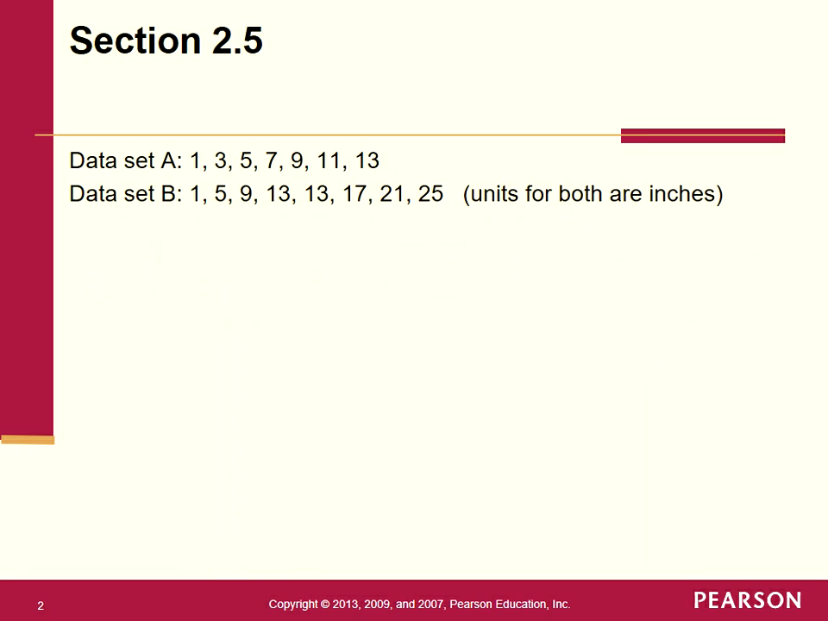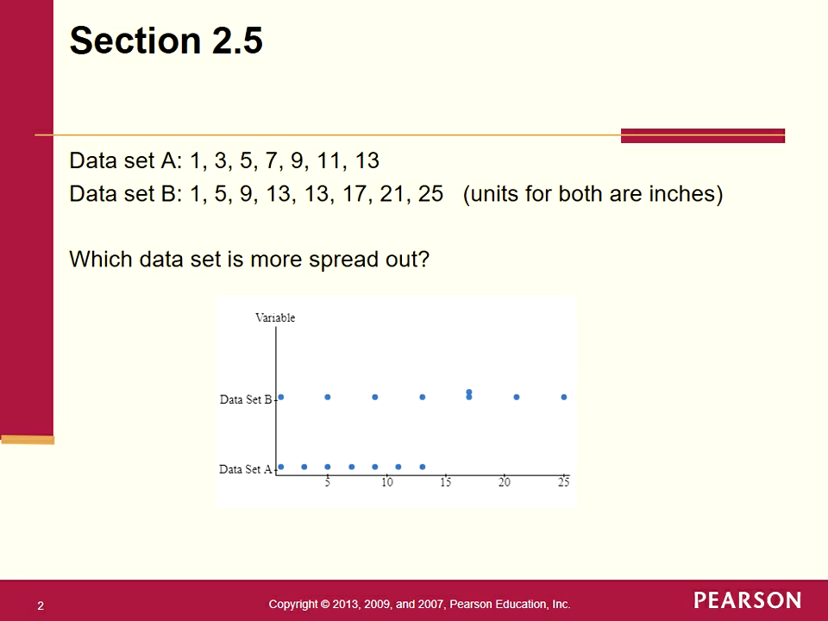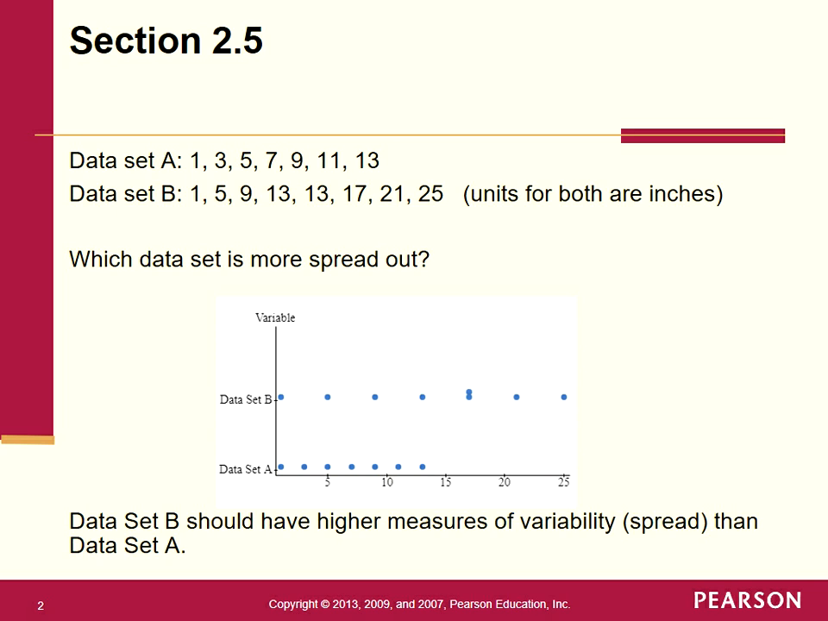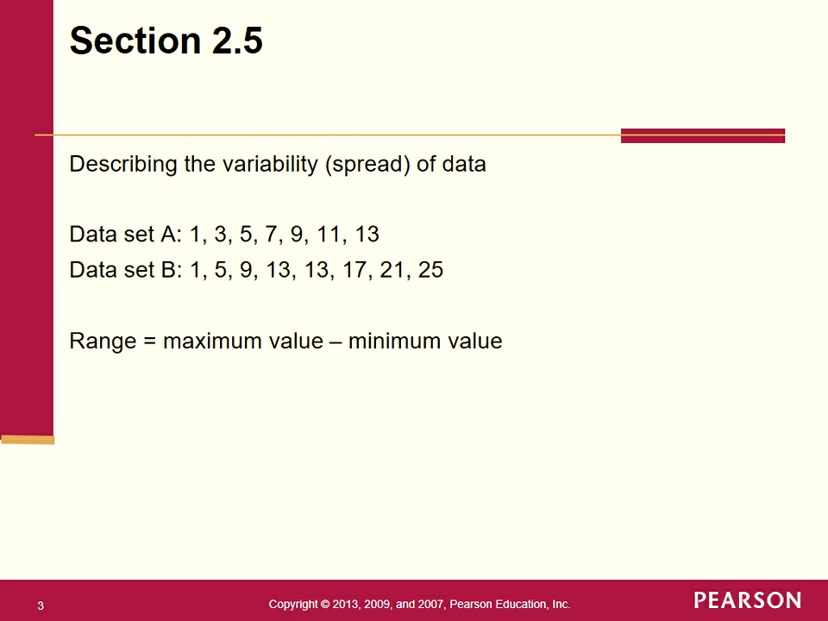We have two data sets, data set A and data set B. We'll say the units for both are in inches. So which data set is more spread out? What do you guys think? Take a look. Which one is more spread out, A or B? Here's a dot plot for both, and it looks like clearly data set B should have higher measures of variability than data set A. It's a little bit more spread out, right? We're going to see that as we calculate the range, the standard deviation, the variance, the IQR, and so forth.